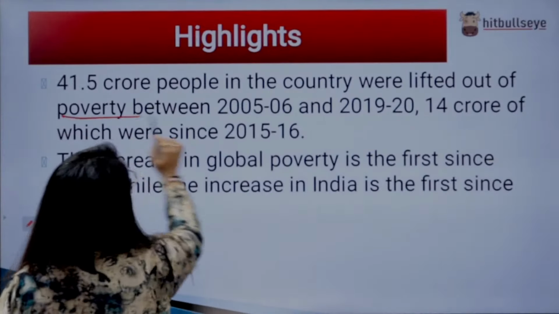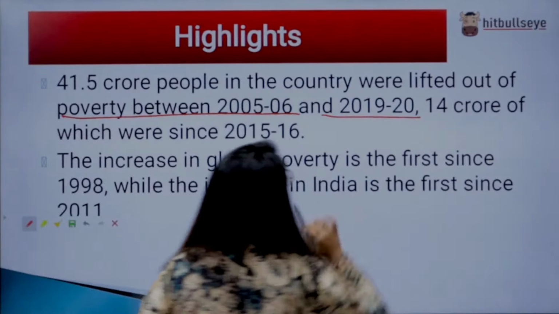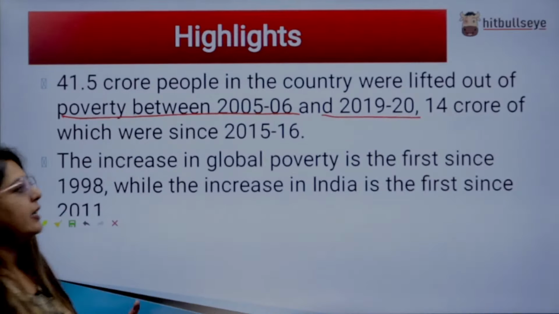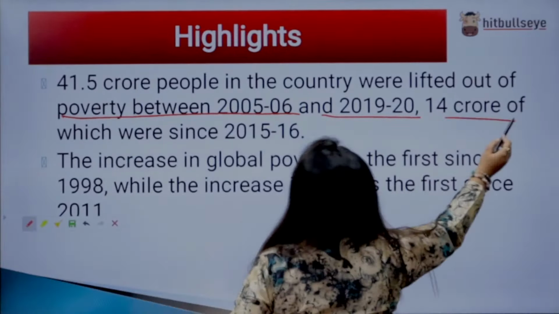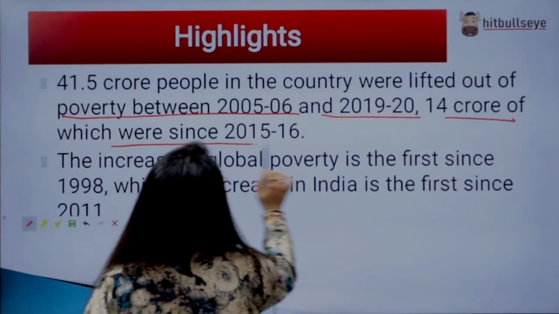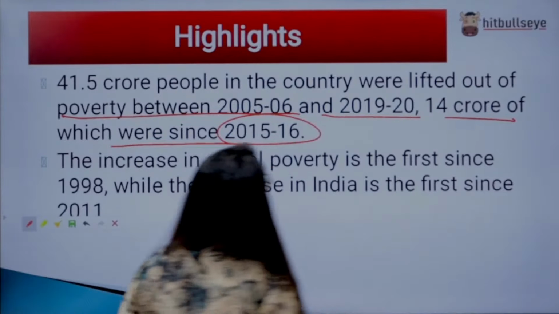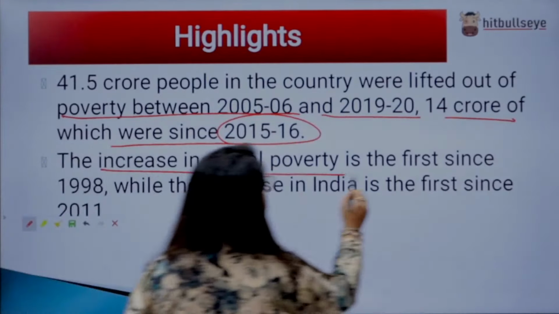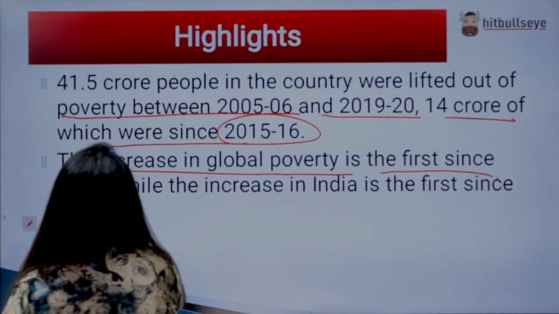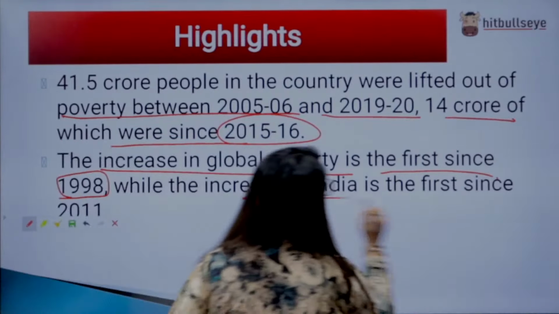So moving on to what it states, nearly 41.5 crore people in the country were lifted out of poverty between 2005 and 2019-20, and 14 crores of which were since 2015-16. The increase in global poverty is the first since 1998, while the increase in India is the first since 2011.